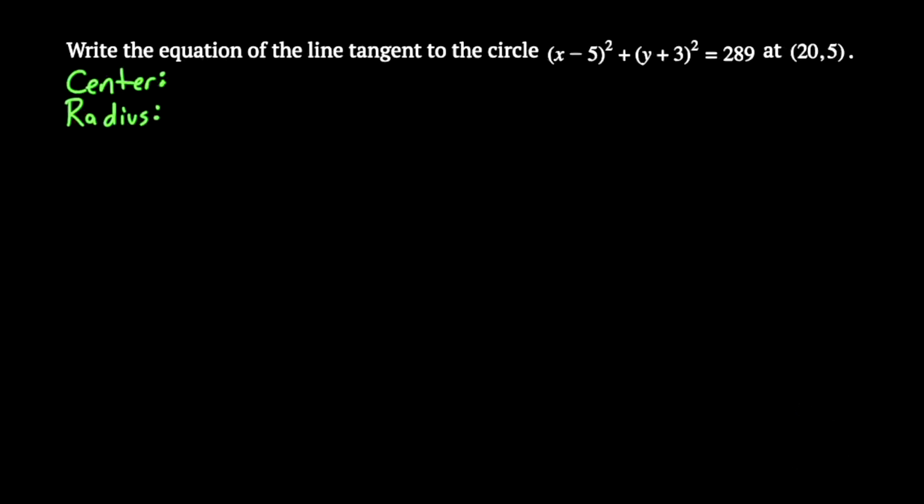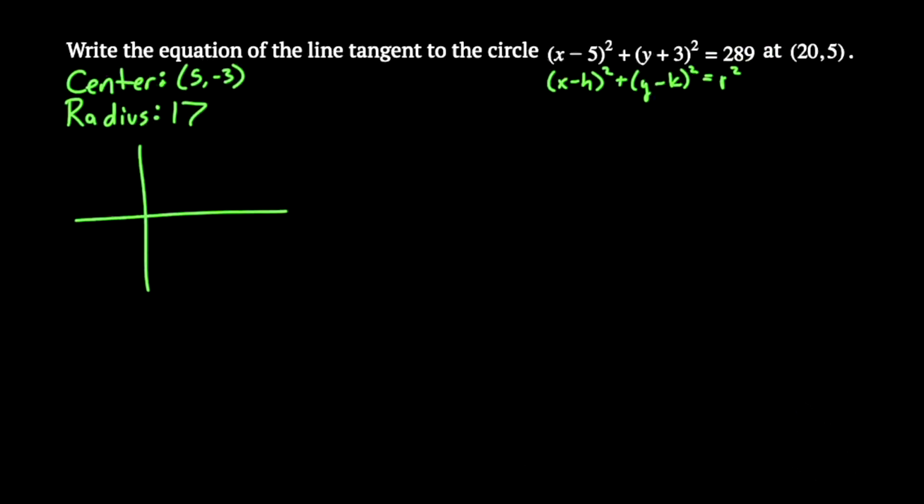So remember, the center would be the opposite of these numbers, so it's going to be positive 5, negative 3. So just remember that the equation of a circle is (x minus h) squared plus (y minus k) squared. So since these signs are opposite, that's why we have positive 5 and negative 3. And the radius over here is the square root of 289, which is 17. So this just helps me get a handle of what the circle's like.